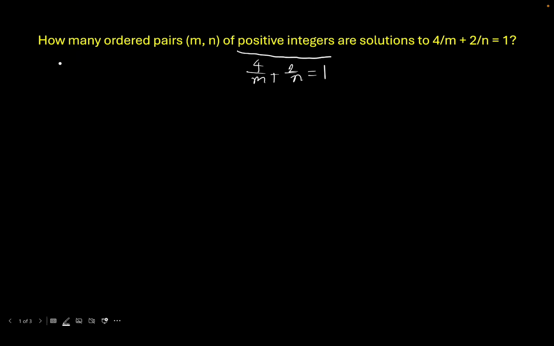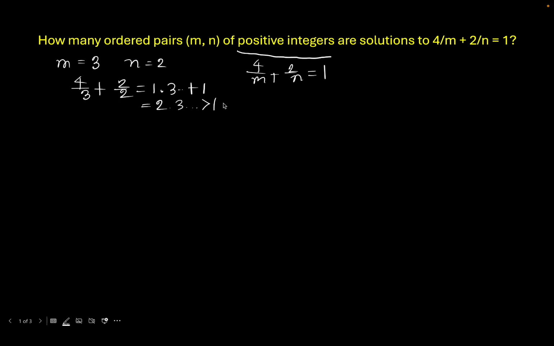So now consider m equal to 3 and n equal to 2. What will we get if we plug these values into this equation? So 4/3 + 2/2 is equal to 1 point something plus 1, which is equal to 2 point something, and this value is greater than 1. That means if the value of m is 3 and n is 2, then this equation is not correct.